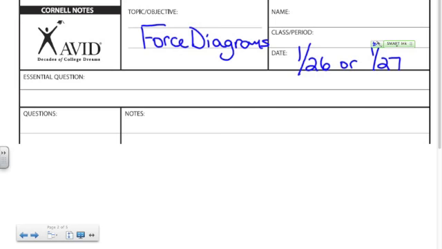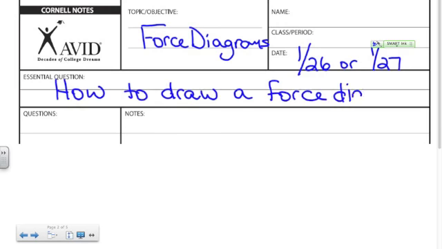Now, when we have our topic listed as force diagrams, we have the date listed as 1/26 or 1/27. So we need to include what our essential question is. And our essential question is how to draw a force diagram. So that's what you're going to learn how to do today, and there are several steps to do that.